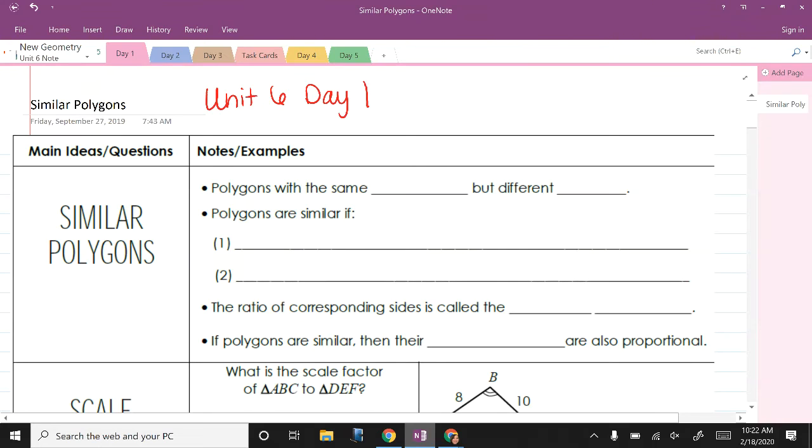Day one, we are starting talking about similarity. And we're basically going to be talking about similarity in triangles. Similarity in triangles.